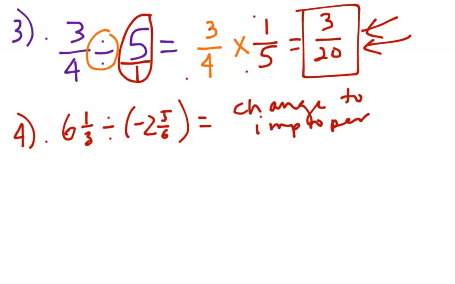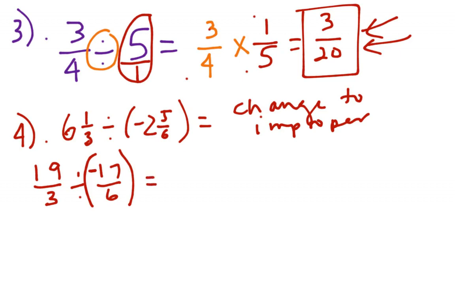So I'm going to change 6 times 3 is 18, so the 19/3. Rewriting this, divided by 17/6, right? 2 times 6 is 12, plus 5 is 17. Oh, -17/6, sixths. Okay, see how many mistakes I can make when I'm talking here. 19/3, change that to multiplication. Flip the fraction.